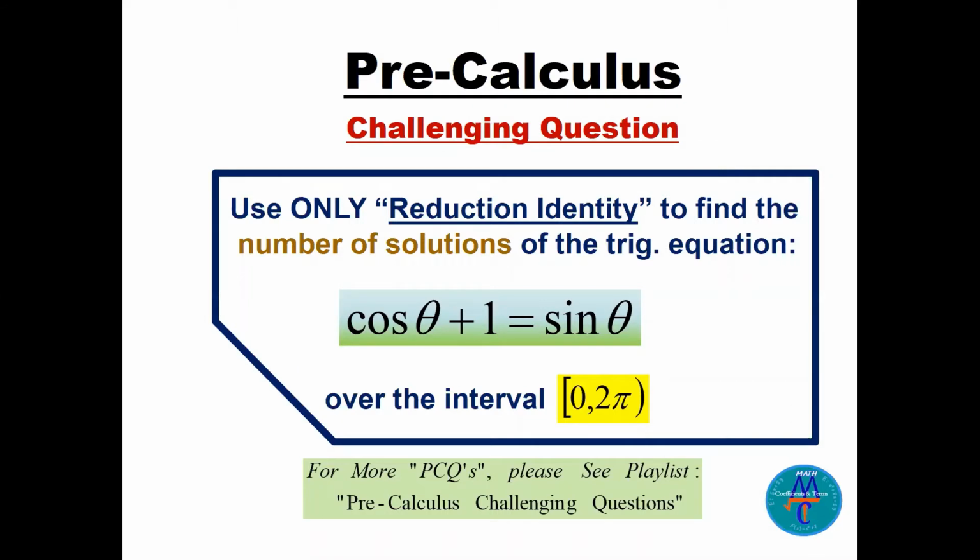This is another pre-calculus challenging question. Let's use only the reduction identity to find the number of solutions of this trig equation: cosine theta plus 1 is equal to sine theta over the interval 0 to 2 pi. You can see other pre-calculus challenging questions in this playlist down here.